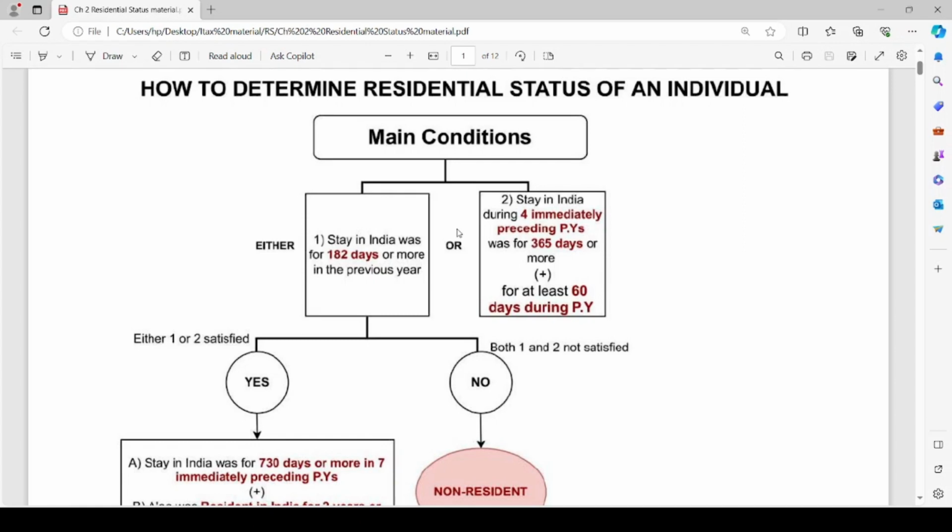I am repeating it again. The main conditions for determining the residential status of an individual are, the first one is the person's stay in India for 182 days or more in the previous year, or his stay in India should be for at least 60 days during the previous year, and along with that we have to check if the person has stayed in India during the 4 immediately preceding previous years for 365 days or more.